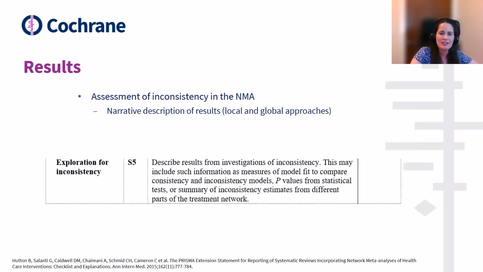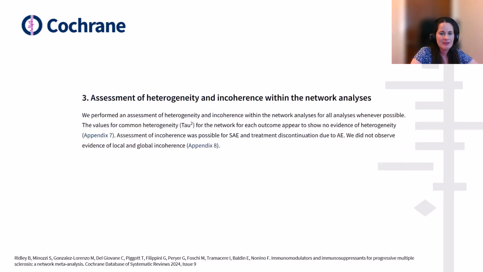The next item refers to the assessment of inconsistency. Results from any statistical tests for both local and global approaches should be narratively described. Here is an example from the review Immunomodulators and Immunosuppressants for Progressive Multiple Sclerosis, where the authors explain the results from the assessment of inconsistency, or here they call it incoherence. They refer to both the global and local assessments.